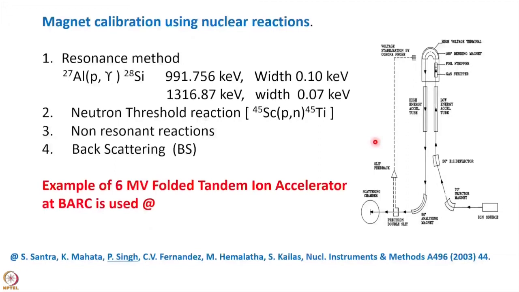One of the resonance methods which has been very widely used for calibrating the magnets at lower energies is aluminium 27 P gamma, going to silicon 28, and the resonance is at roughly 992 kV. One of the beauties of this resonance is that its natural width is only 0.1 kV. That means there will not be any uncertainty in locating the peak, and the energy measurements can be done. Of course, in the same system, we have another resonance at 1.316 MeV, and its natural width is 0.07 kV. So that is another resonance which is used.